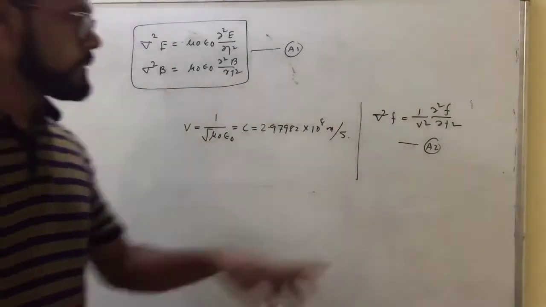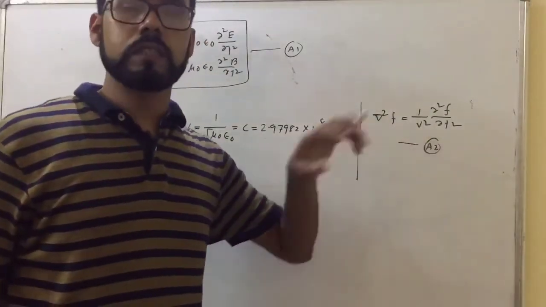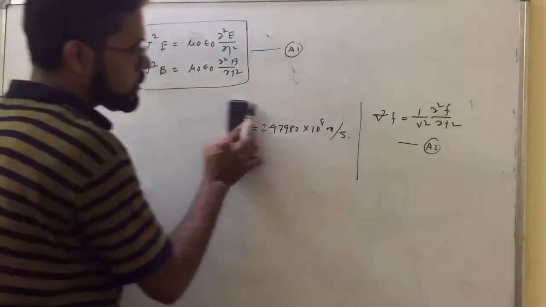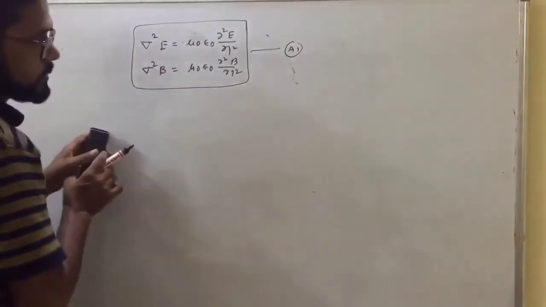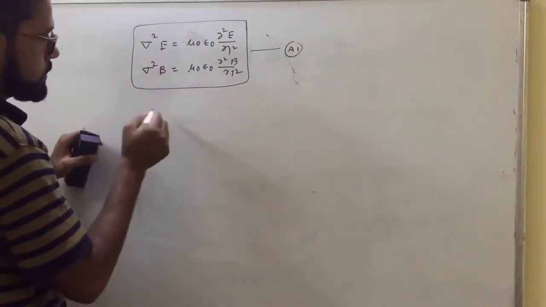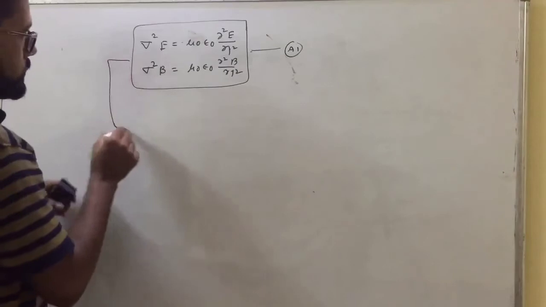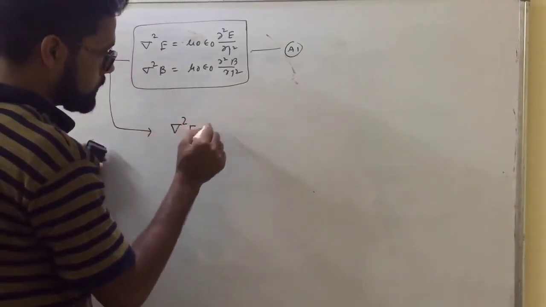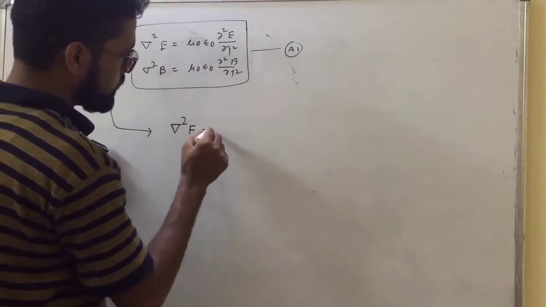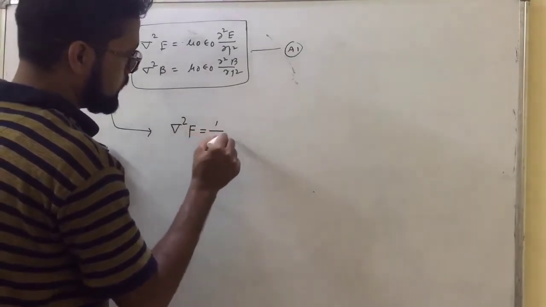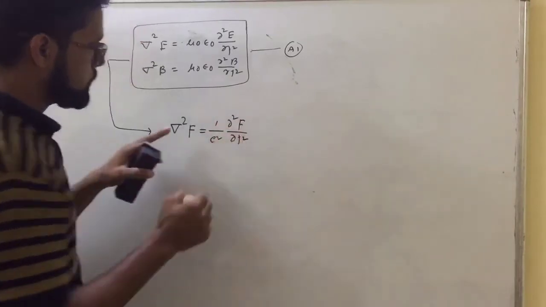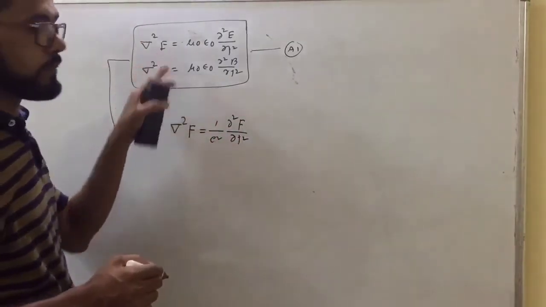Now the problem is that because this is V square, there will be two possible solutions. Two possible solutions means solutions of the wave equation, the general solution of the wave equation. Suppose I simply generalize this equation like that: del square F equal to 1 by C square, del square F by dt square. Don't confuse, F means it may be E, it may be B.